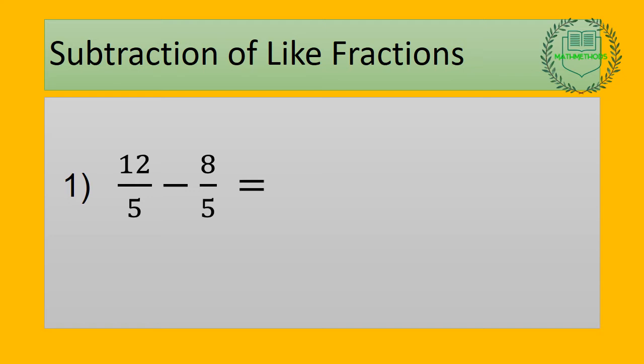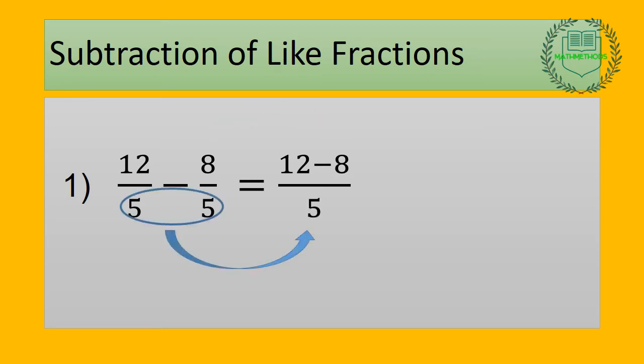As the denominators here are the same, we will simply write 12 minus 8 and we will keep the common denominator. This will give us 4 upon 5 as our answer.